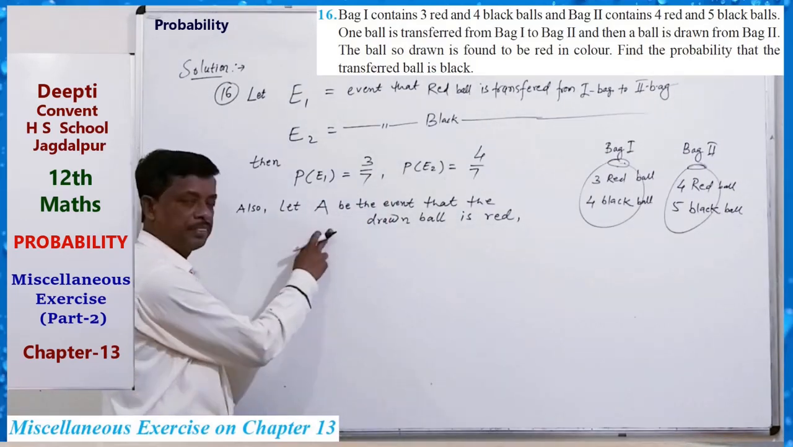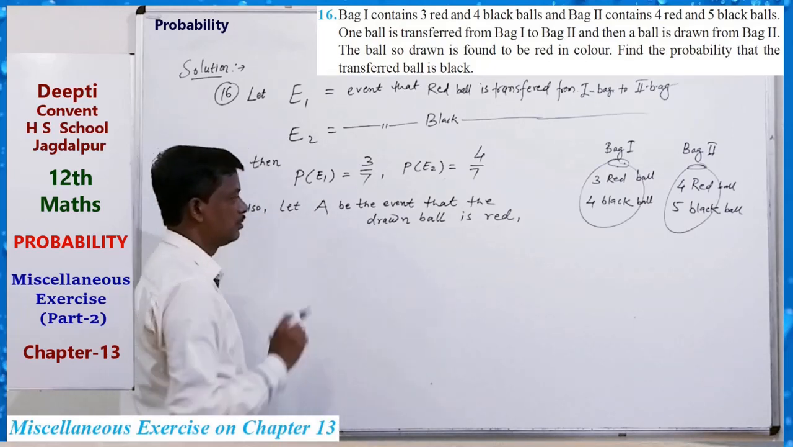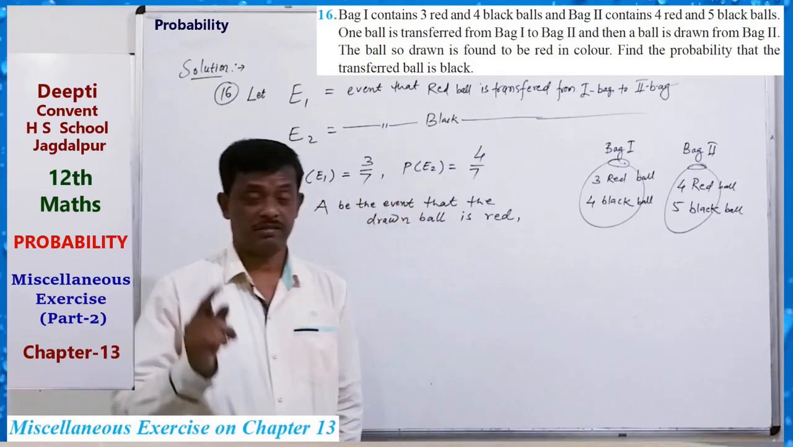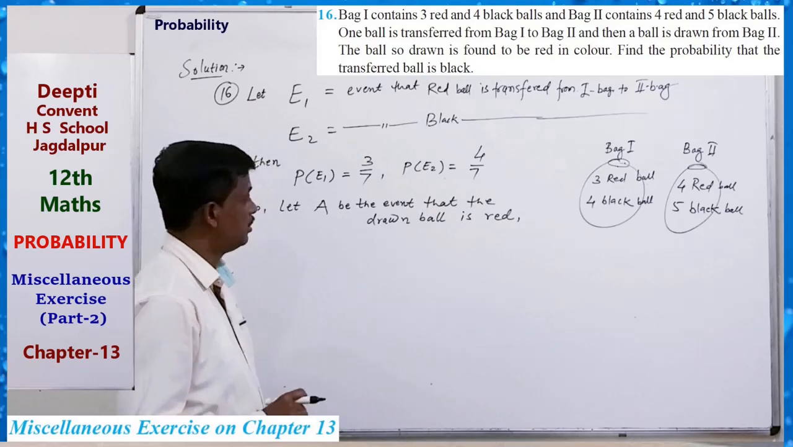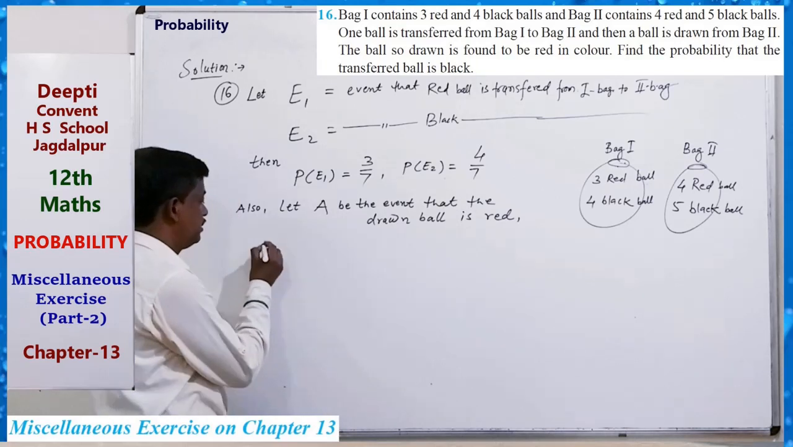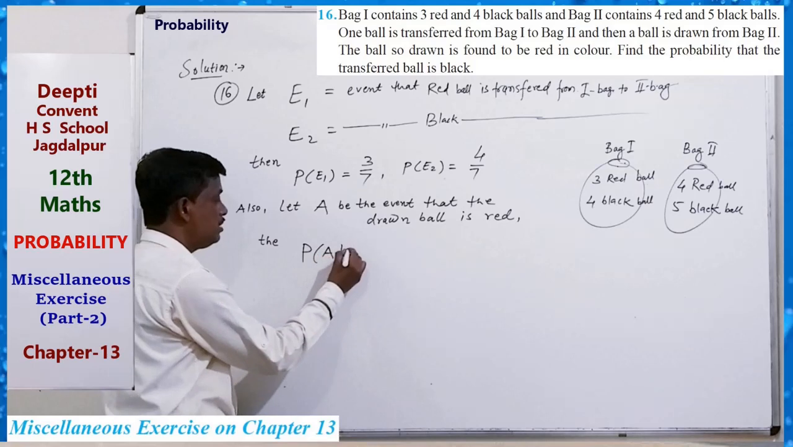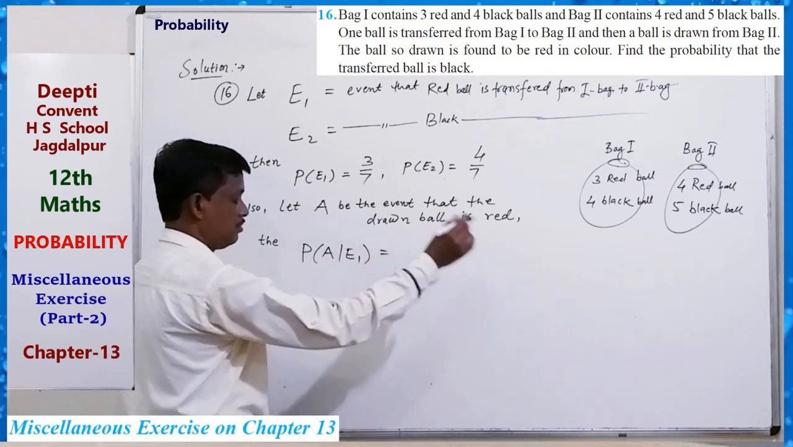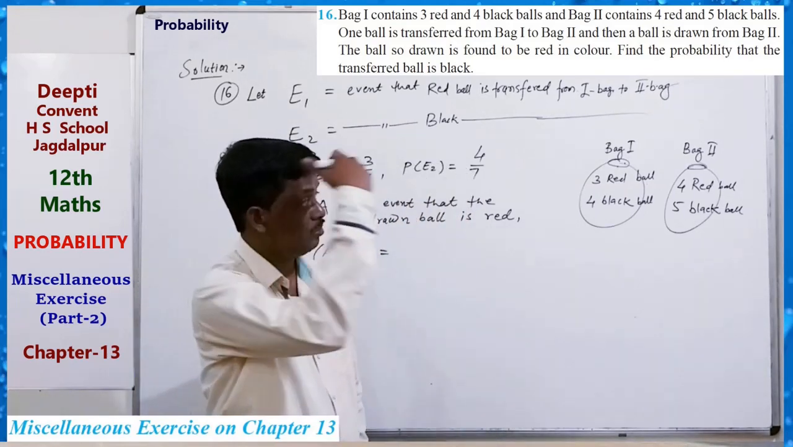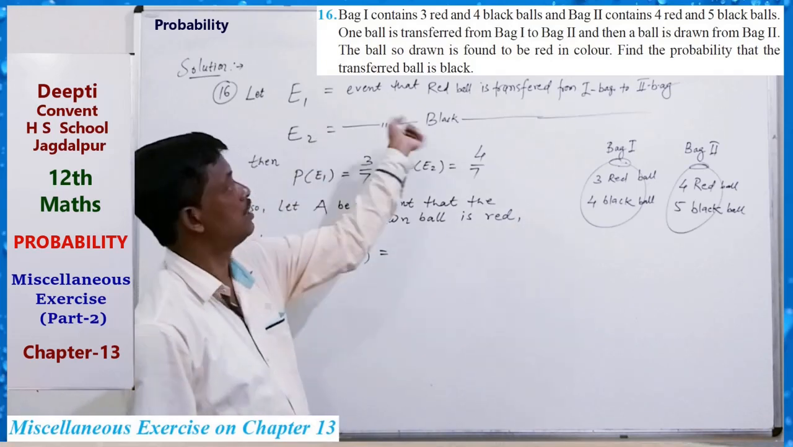Then the drawn ball is red from bag 2. So here we can find the probability of A given E1. When a red ball is transferred, E1 says that a red ball is transferred.